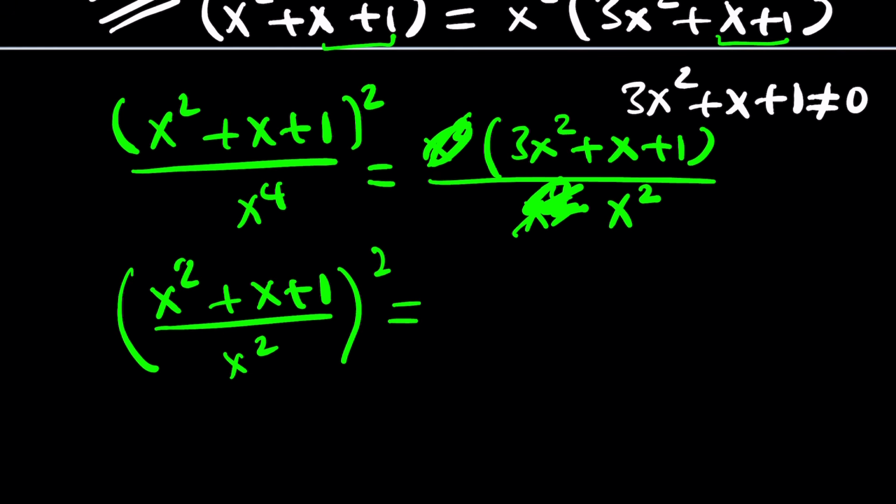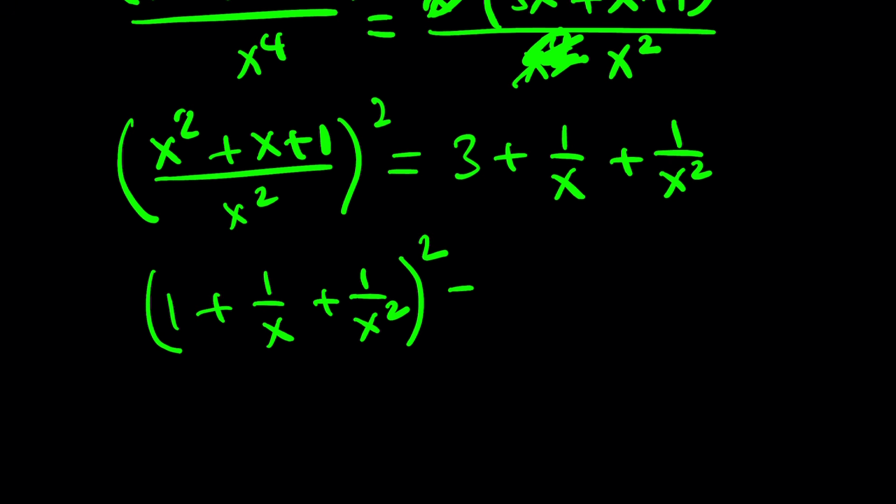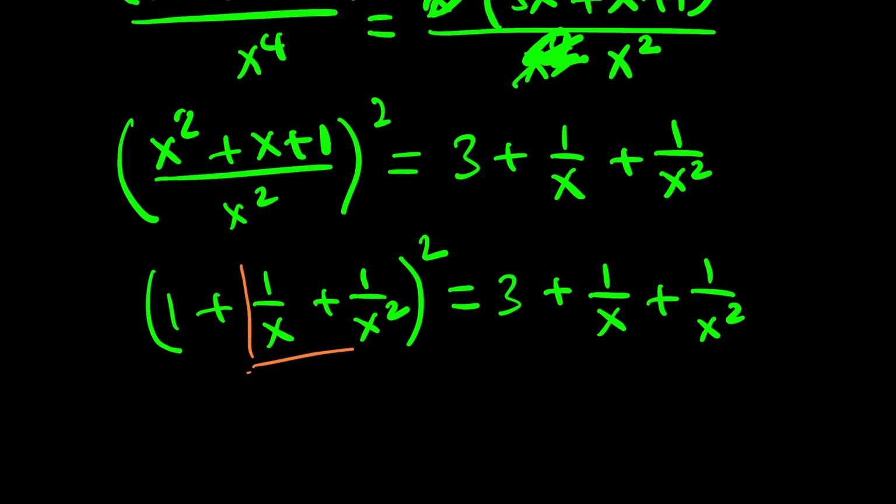And here I can divide everything by x squared to split it up into 3 plus 1 over x plus 1 over x squared. Great. What happens on the left-hand side is also interesting because we can split it up into 1 plus 1 over x plus 1 over x squared. And of course, that quantity is squared. And notice that we're getting the same thing twice, which calls for substitution, right? So notice that we have this thing twice.